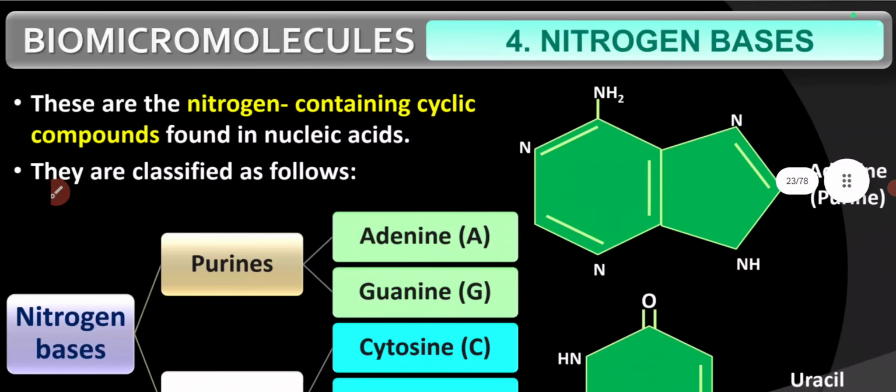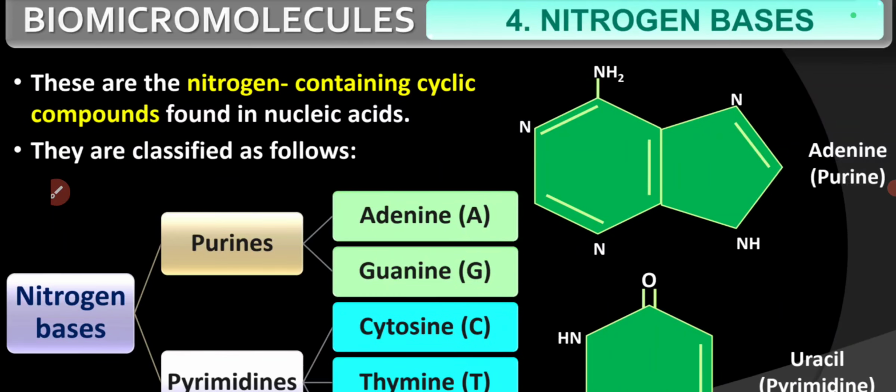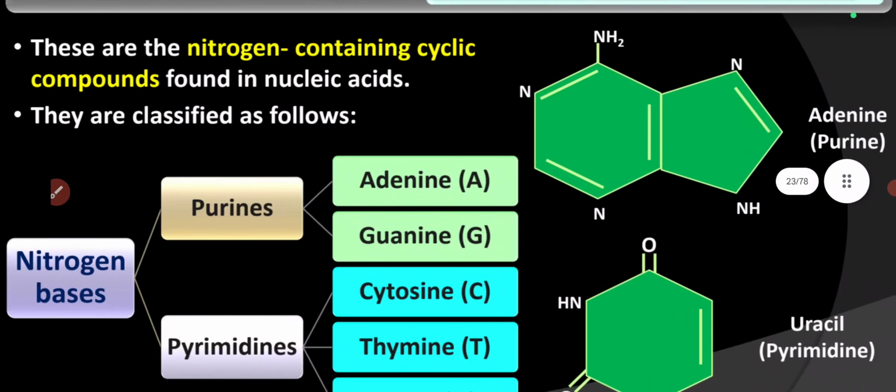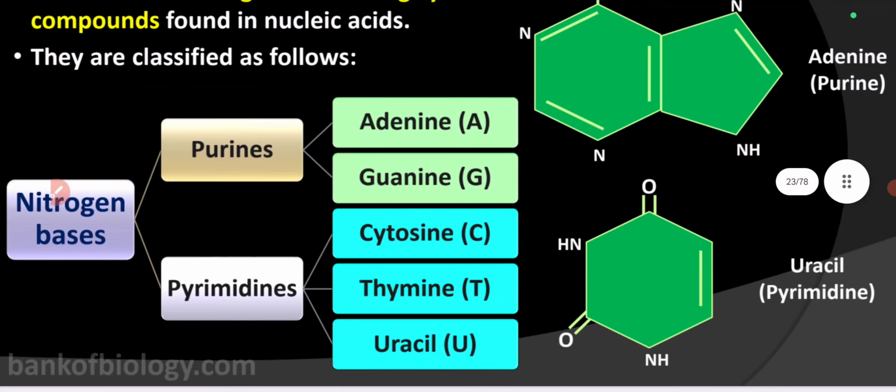Next is nitrogen bases. These are the nitrogen-containing cyclic compounds found in nucleic acids. They are classified as follows. Nitrogen bases are divided into two parts: purines and pyrimidines. Purines are adenine, symbolized A, and guanine, symbolized G, and pyrimidines are three types: cytosine, C, thymine, T, and uracil, U.